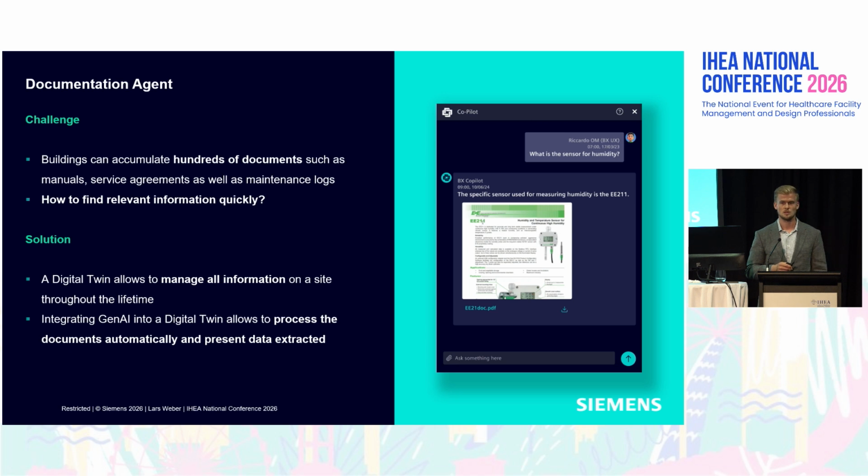So you can imagine how much time you save rather than going through all your different locations where this could potentially be stored. You get this specific information right away. And that's also connected to your very specific asset.